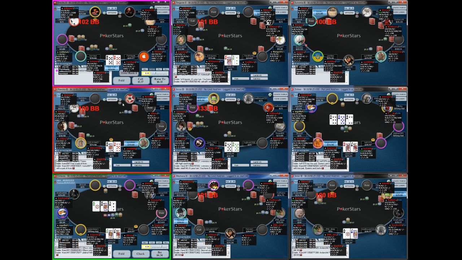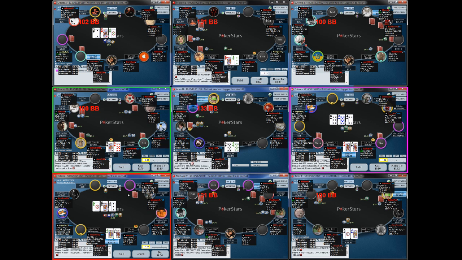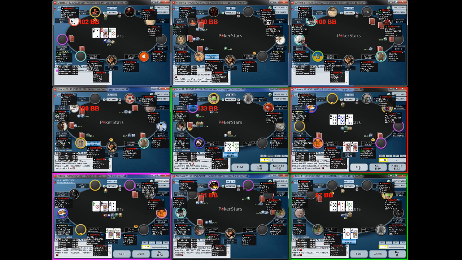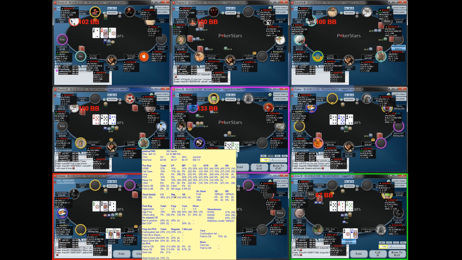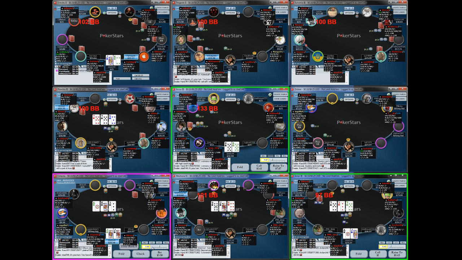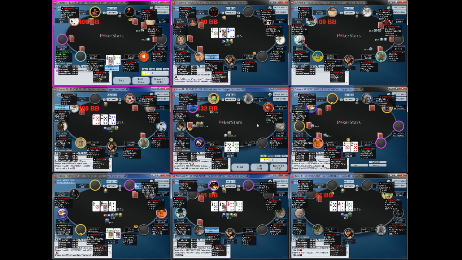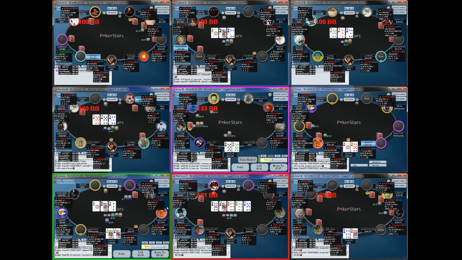So we haven't got a great flop, but I'm going to assume his range will be a lot of pocket pairs. He hasn't folded to a c-bet yet, so I think I'm just going to c-bet as a bluff to try and take this down, as if we check, we're likely to never win the hand. And he's gone ahead and min-raised this again.